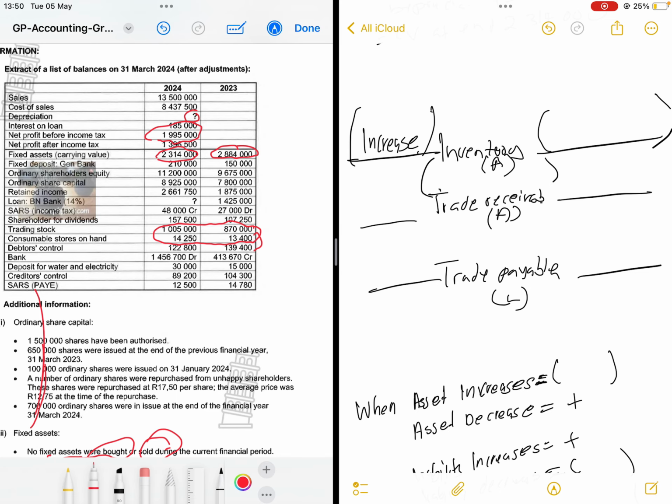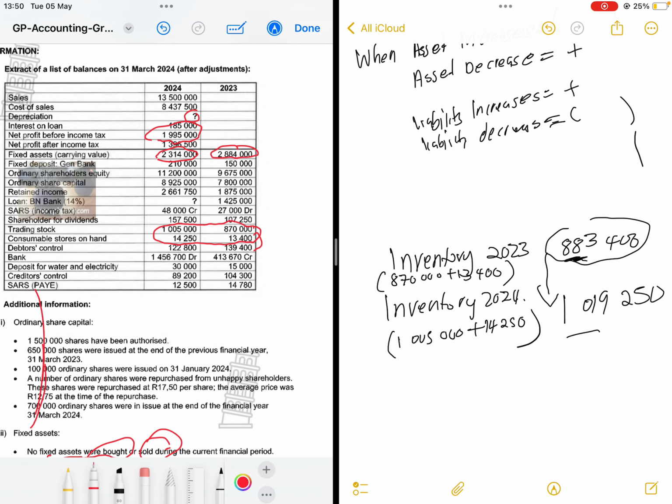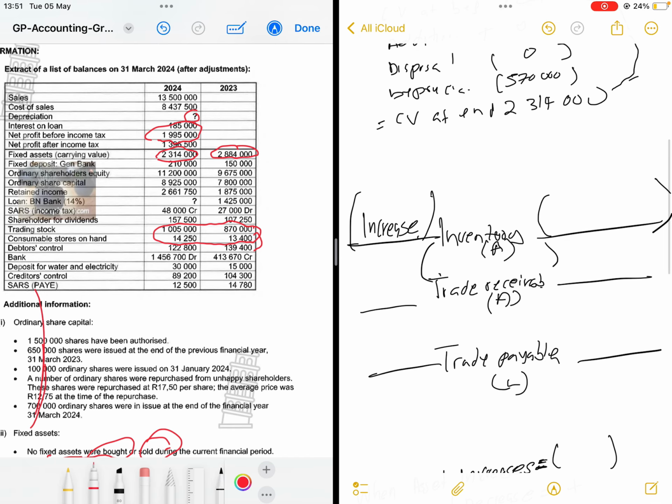Right? So I am going to take the difference between the two numbers, minus 883,400. The answer will be an outflow of 135,850.